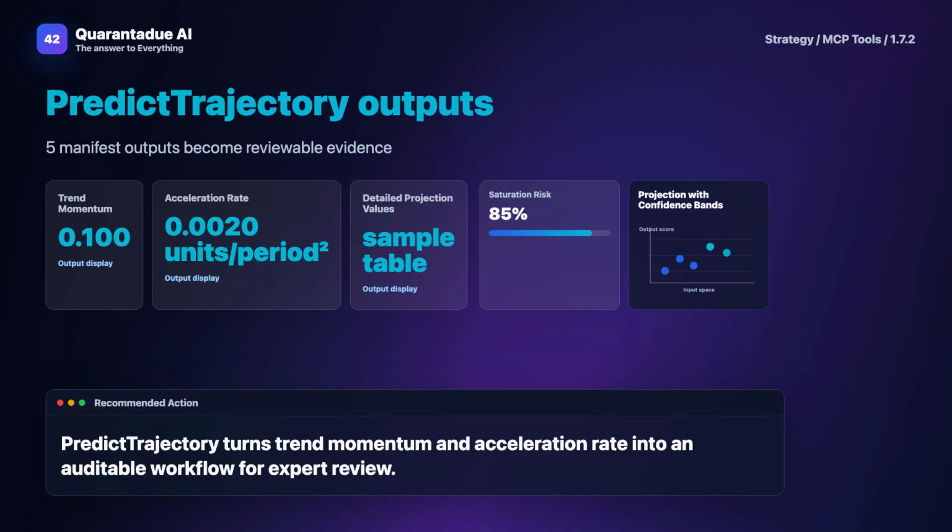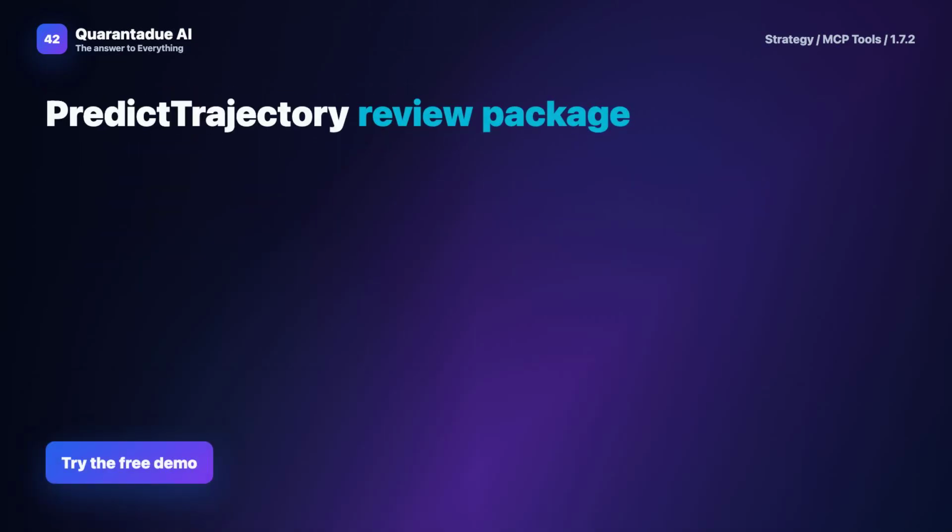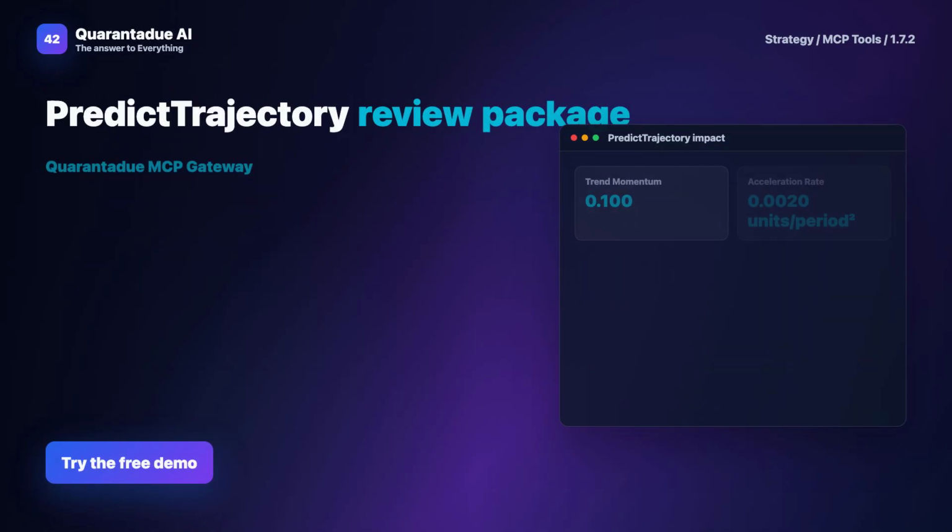Predict trajectory returns structured outputs such as trend momentum, acceleration rate, saturation risk, projection with confidence bands, and detailed projection values. These outputs are designed to support review, reporting, comparison, and follow-up actions.